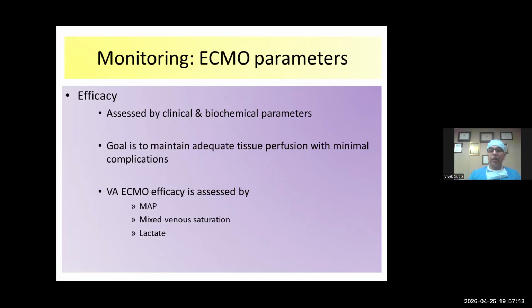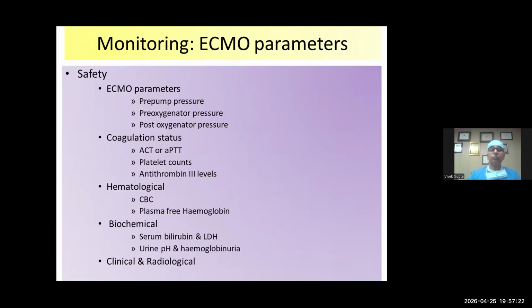So we look at the mean arterial pressure, lactate levels, correction of metabolic acidosis, reduction of the vasopressors, and we look at the mixed venous saturation. Safety, we look at the ECMO parameters like pre-pump pressure. Most of the time, you have to look at the trend, not a single value. Pre-oxygenator and post-oxygenator pressure, and you look at the delta pressure.